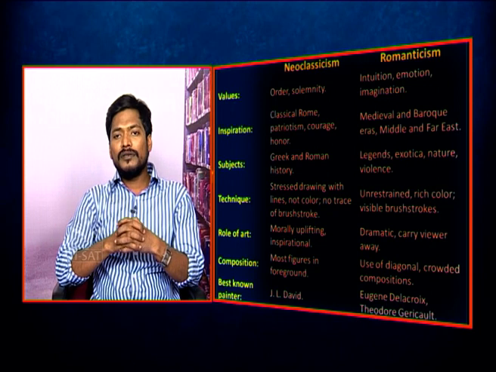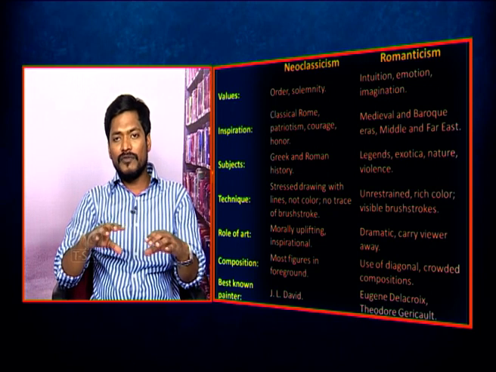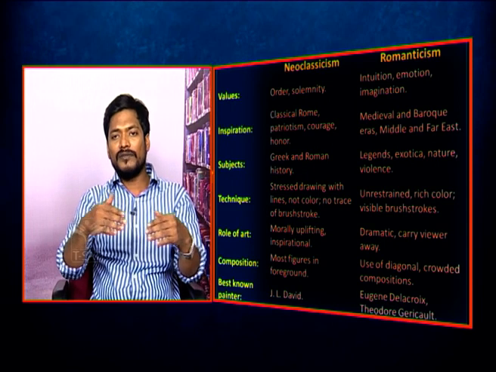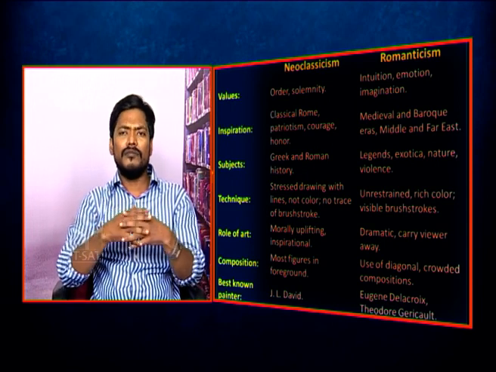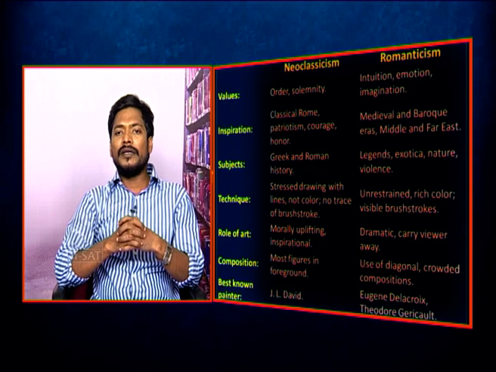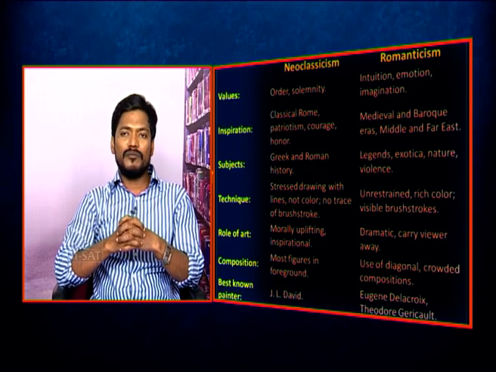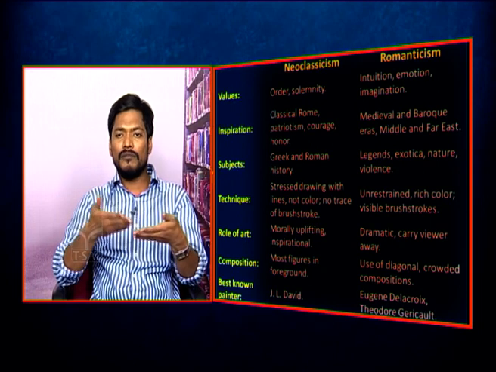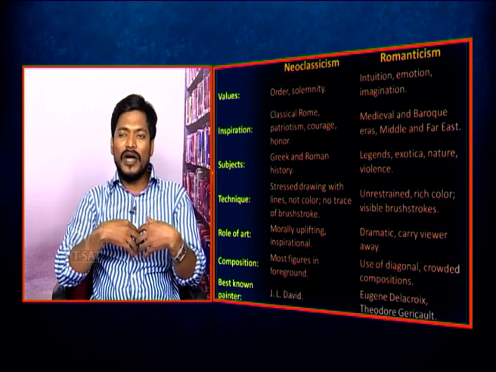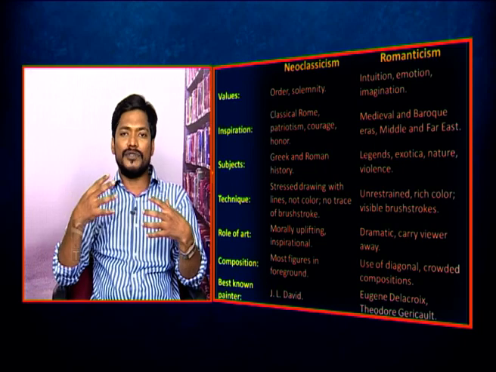And composition: in Neoclassicism most figures are in the foreground, and the background would have some kind of architecture. In the context of Romanticism, there is use of diagonal, crowded compositions. So it is not the solemn order and balance; you have dramatic diagonal compositions.